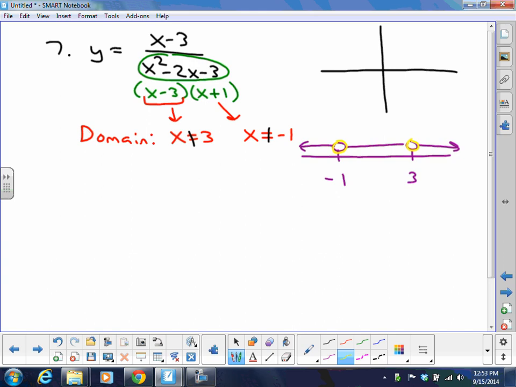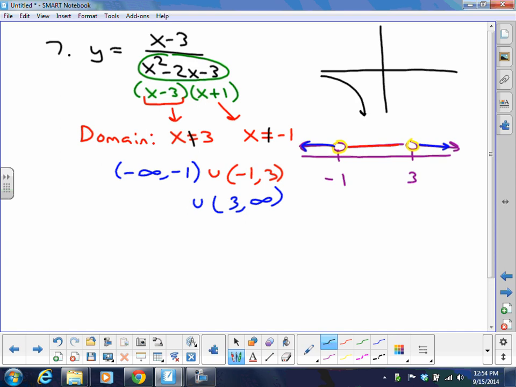So to write the domain in interval notation, which is the way we want to do that, we have to show it as everything from negative infinity to negative 1. Okay, so that's this portion right here, along with everything in between negative 1 and 3, right here. And then also, it could be any number bigger than 3, so union 3 to infinity. So that's your domain.